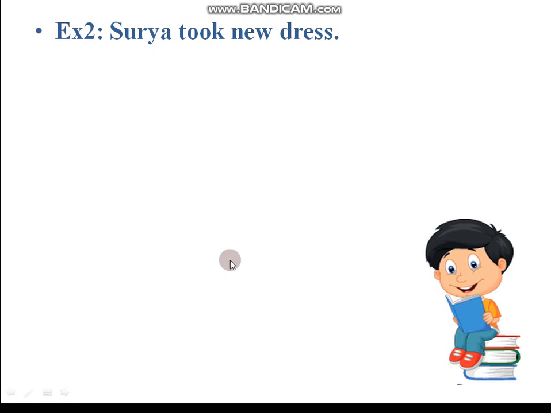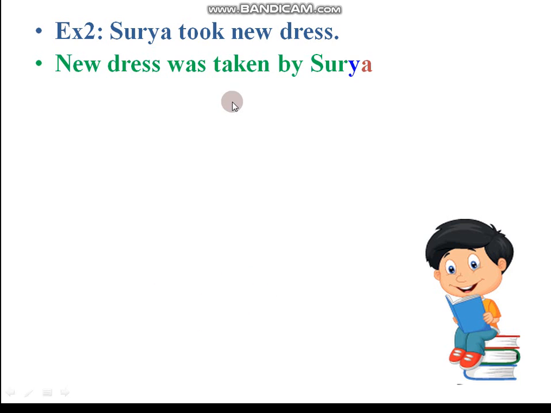So let's take some more examples. Surya took new dress. New dress is singular, so we need to use was, not were. New dress was. Took is in V2 form. When you change it into V3, it comes like taken. Take, took, taken. That's why new dress was taken by Surya.